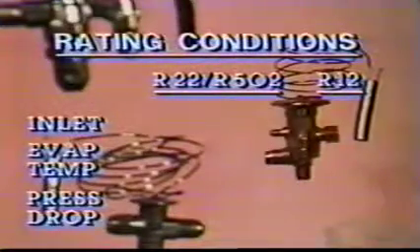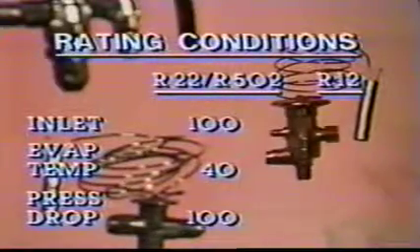For R22 and R502, the inlet liquid temperature is to be 100 degrees. The evaporator saturation temperature is 40 degrees, and the pressure drop across the valve is 100 pounds per square inch. For R12, all rating conditions are the same, except pressure drop, which is reduced to 60 psi. It is only under these conditions that a TEV can be called a valve with a specific capacity. Under any other conditions, that same valve will have a different capacity.